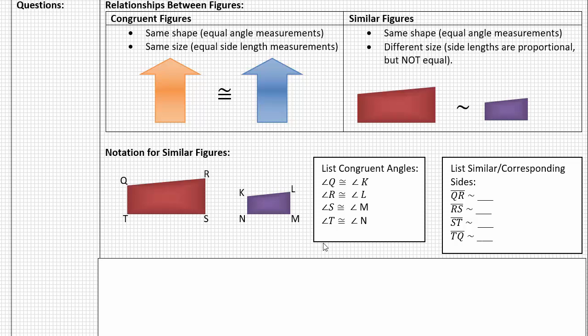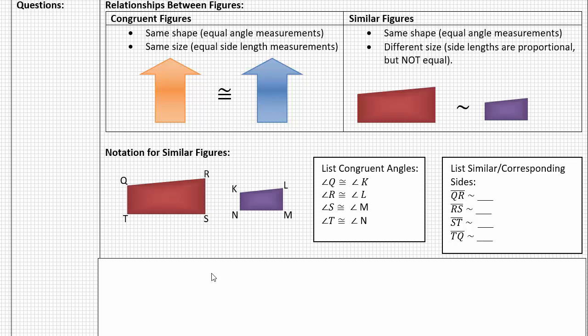How did you do? We should have that angle Q is congruent to angle K, angle R is congruent to angle L, angle S is congruent to angle M, angle T is congruent to angle N. Those are the ones that correspond and match up. Now let's go ahead and list the similar and corresponding sides. For example, we're starting here with side length QR.